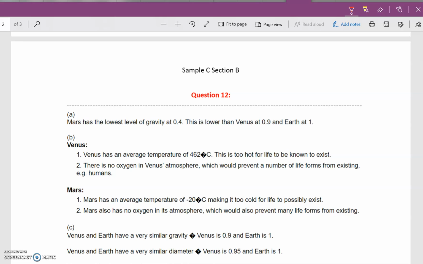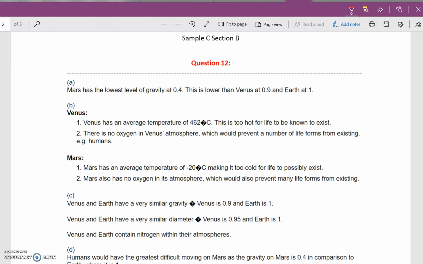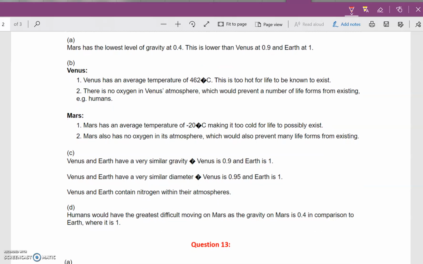Part B, two reasons each for why we could not live on Mars and Venus. So, if we look at them, Venus's temperature is 462 degrees Celsius, so obviously that's way too hot, we won't be able to survive that. And there's no oxygen in Venus's atmosphere, so therefore we wouldn't be able to breathe. So that's the two reasons for Venus. For Mars then, it's too cold, so minus 20 degrees Celsius.